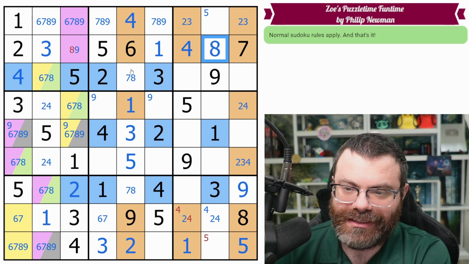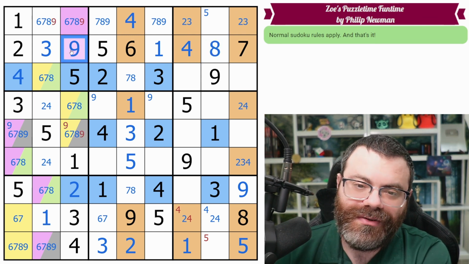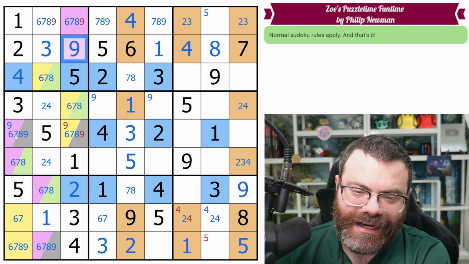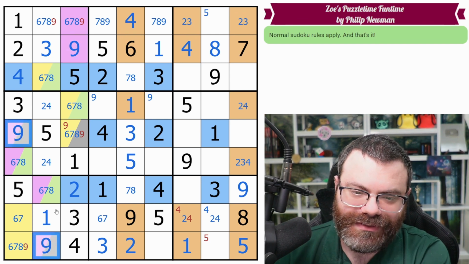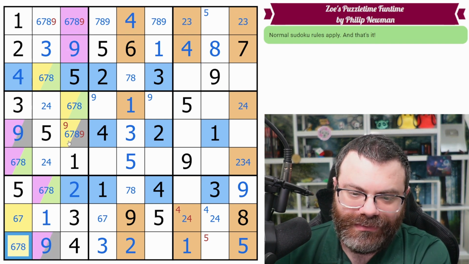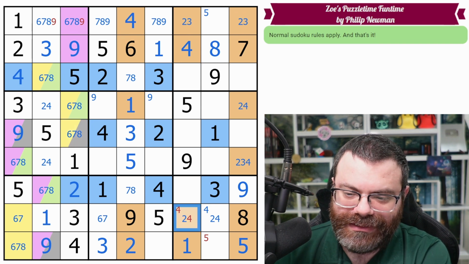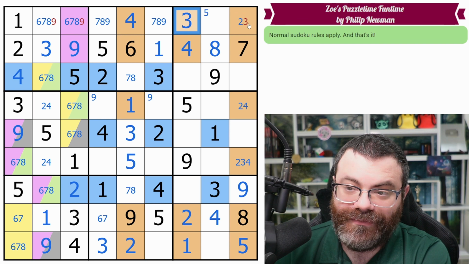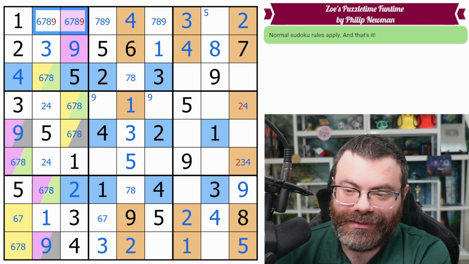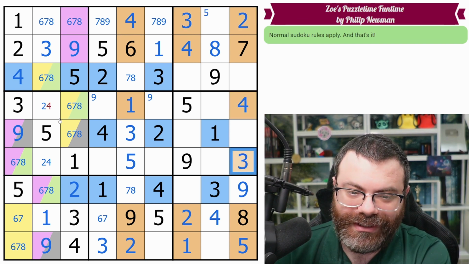This is 8 or 9, so 8. That's 9. So now we know that one of our purples is 9. So that has to be the gray. So these are 9s. Cool. This is a 2. This is a 4. That's not a 5. Okay, I must have made a really dumb typographical error earlier. Whoops. All right, that's 4. That's 3. That's 2. That's 4.